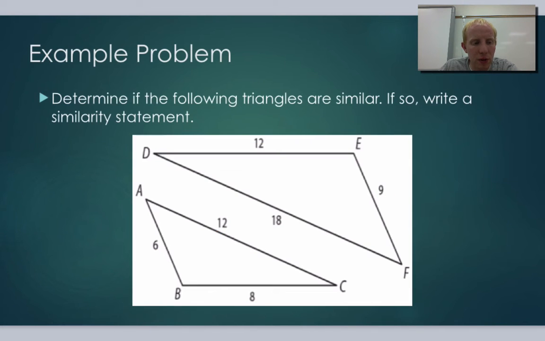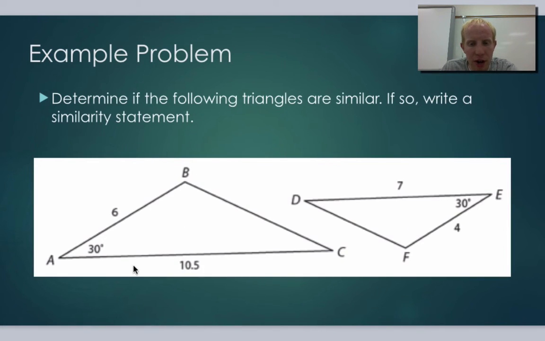All right, and let's do one more problem to make sure we got this down. Okay? So last of all, determine the following triangles are similar. If so, write the similarity statement. So now we got some information about the angles and the sides. So we're probably going to want to do side, angle, side. Okay? So first of all, let's just check, are these angles congruent? Or are they equal? And yes, that angle is the same as that angle.